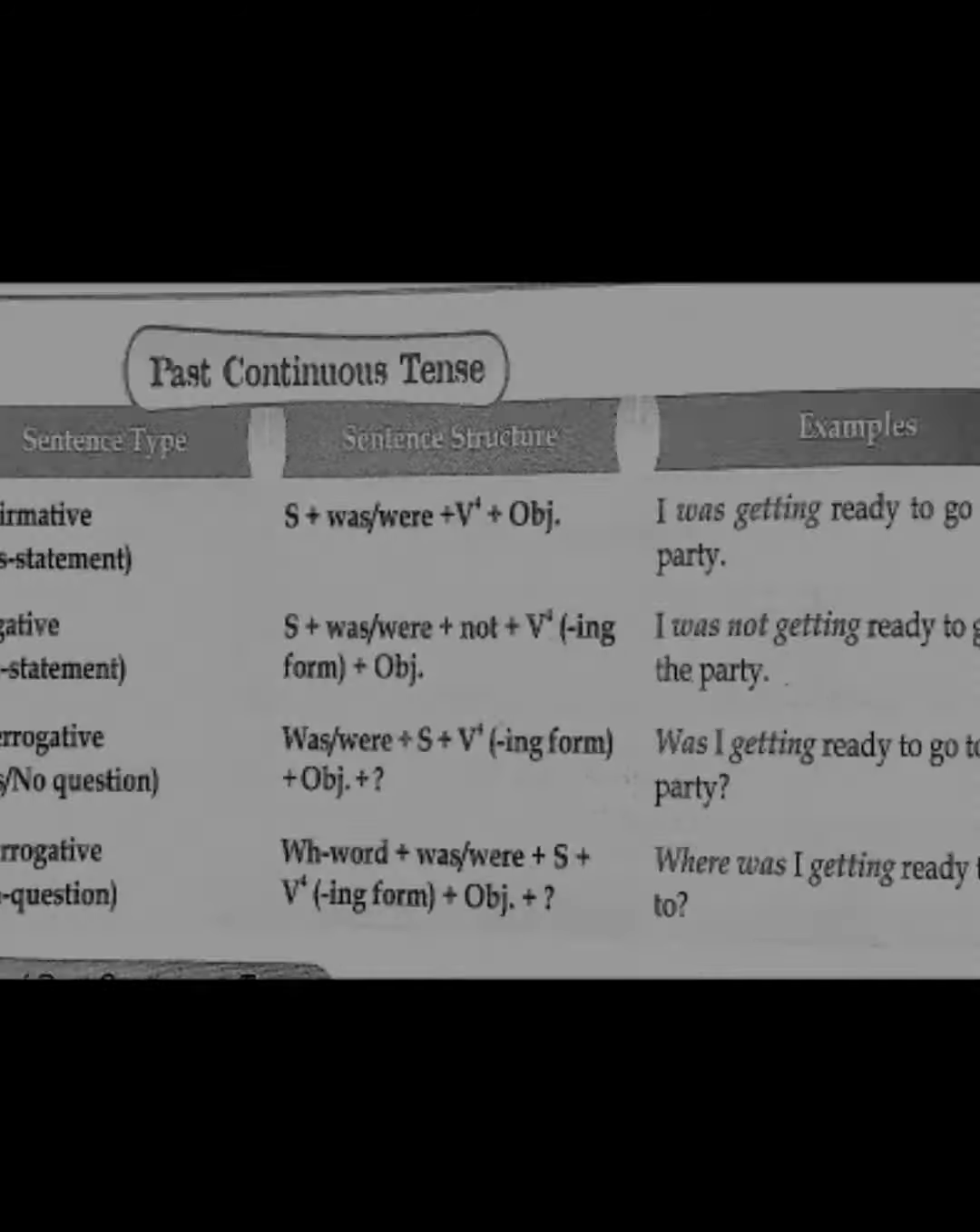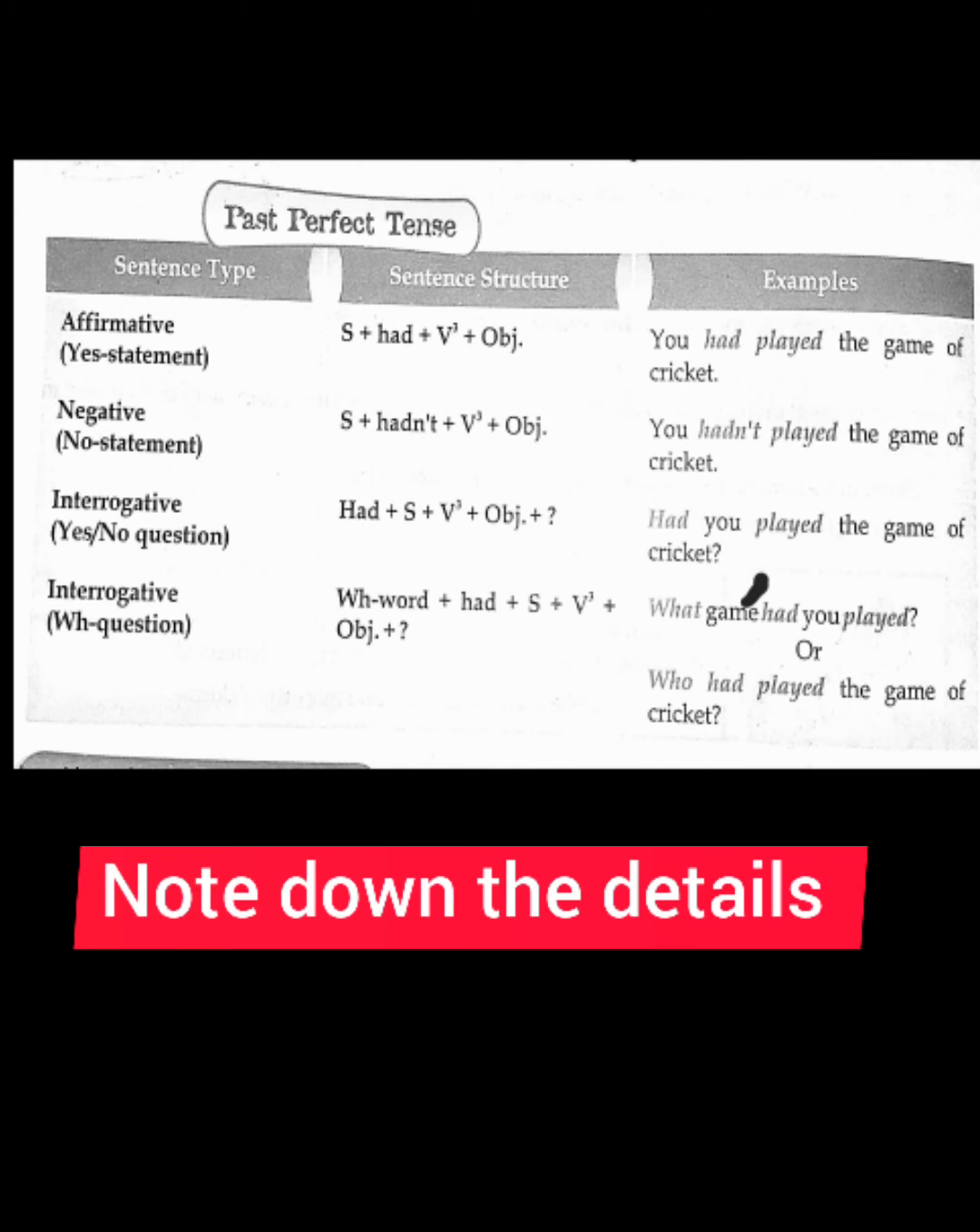That is past perfect. So students, in past perfect tense, my affirmative sentence will be subject plus had plus verb third form plus object. So perfect tenses always take verb third form. Okay. So here let's see the example: You had played the game of cricket. We are using past perfect, that is why we are using had. Okay, had plus verb third form. So this is the case of affirmative.